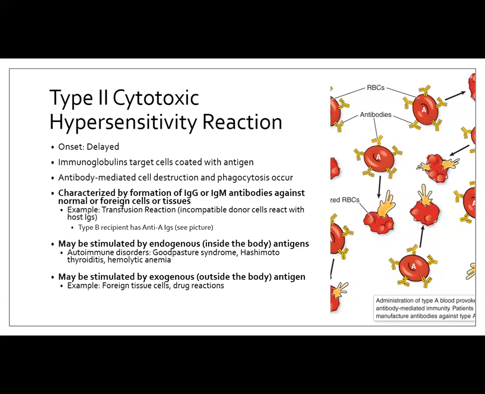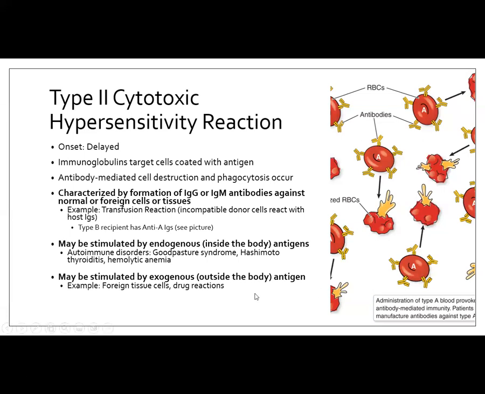So what happens with these is immunoglobulins target cells coated with antigen, antibody-mediated cell destruction, and phagocytosis occurs. Characterized by formation of immunoglobulin G or immunoglobulin M antibodies against normal or foreign cells or tissues. An example of this would be a transfusion reaction. So you get an incompatible donor, cells react with host immunoglobulins. That would be like a type B recipient has anti-A immunoglobulins, which you can kind of see on this picture here.